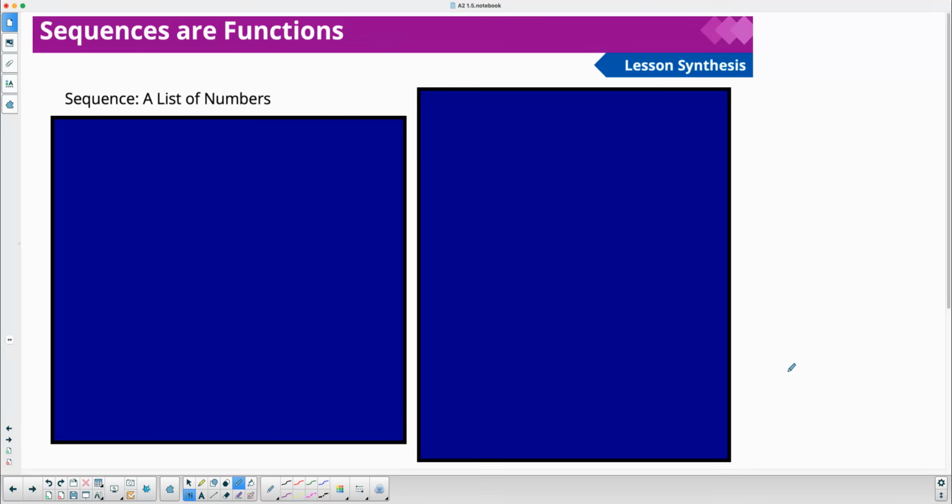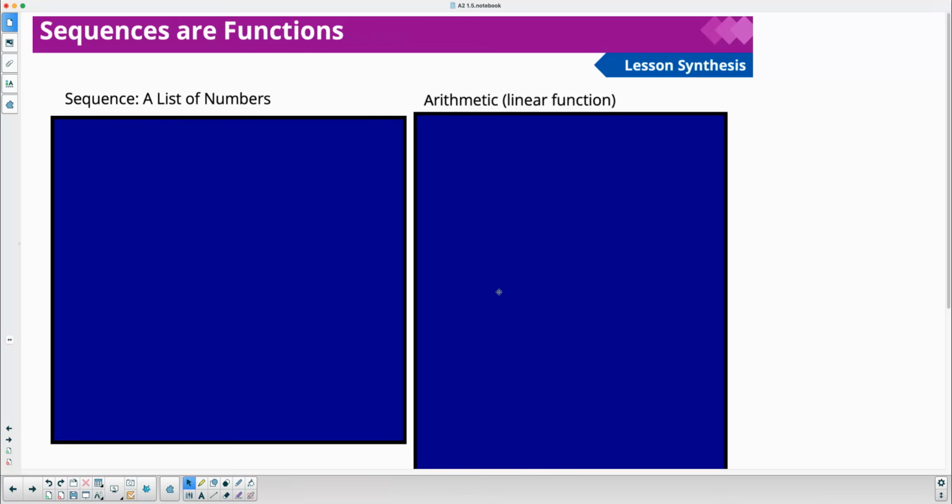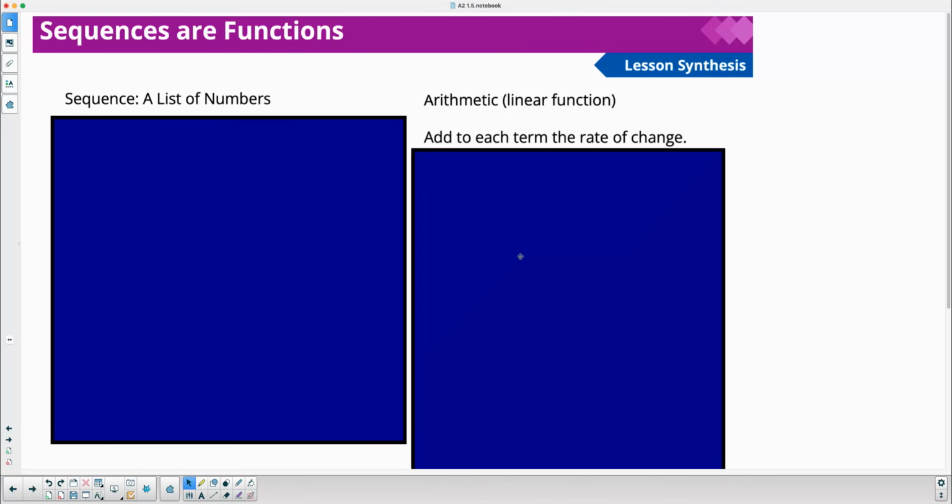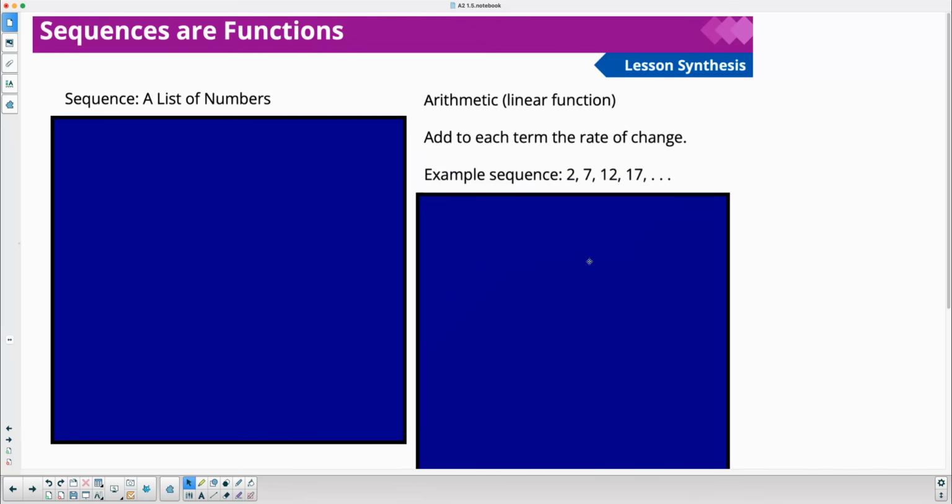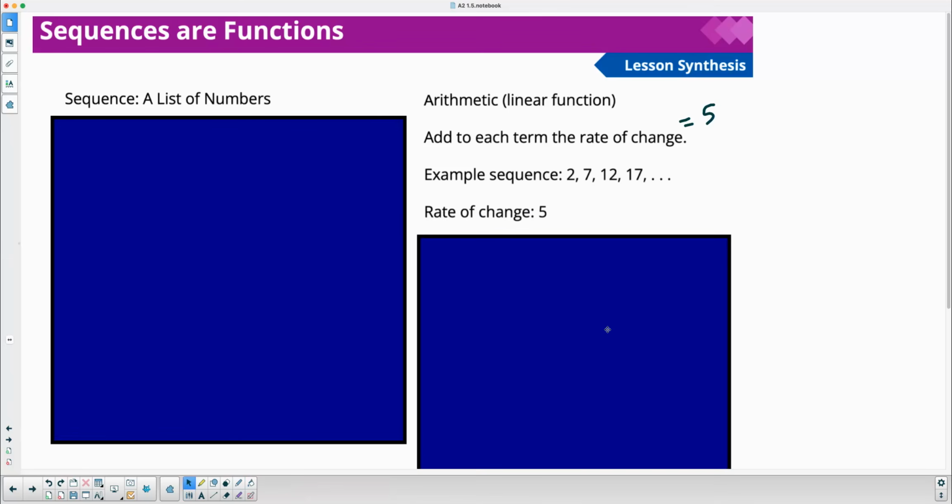So a sequence is just a list of numbers. They might have a pattern. Usually has a pattern, but doesn't, I guess, necessarily have to. All right, let's take a look here. Let's start with the arithmetic. An arithmetic sequence forms a linear function, and basically you add to each term the rate of change. So here's an example. My rate of change here on this one is going to be 5, because you keep adding 5. So there's my rate of change.